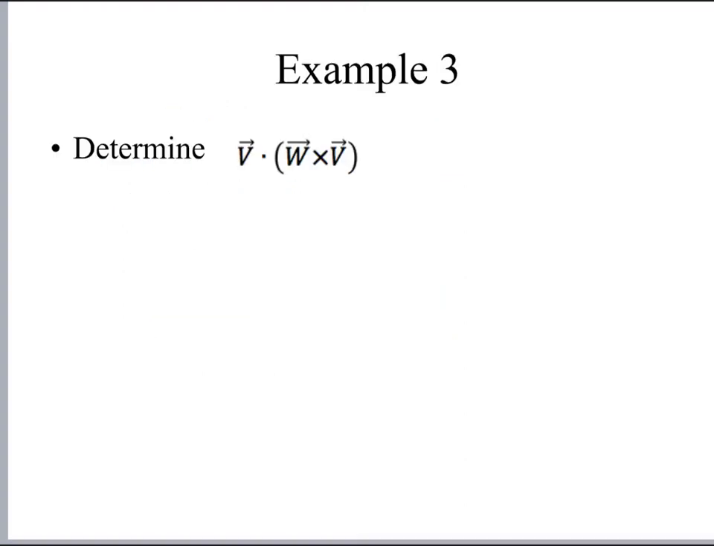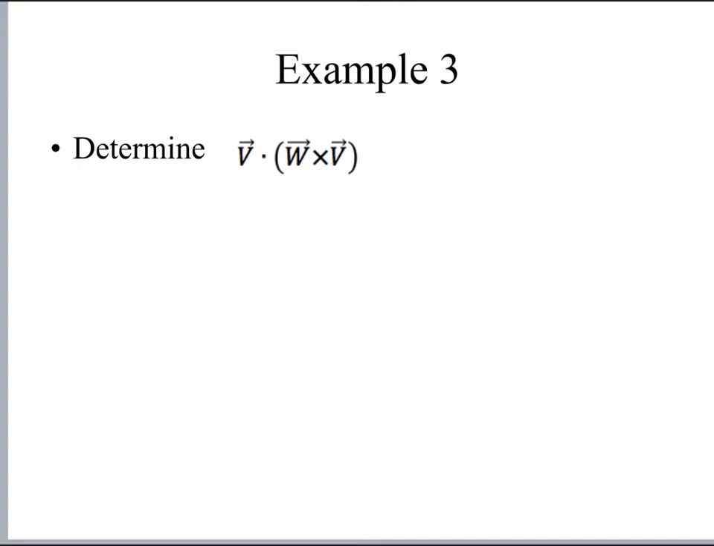Let's look at one more example. We want to determine the vector v dot the vector w cross v. That is the scalar product of the vector v with the vector w cross v.